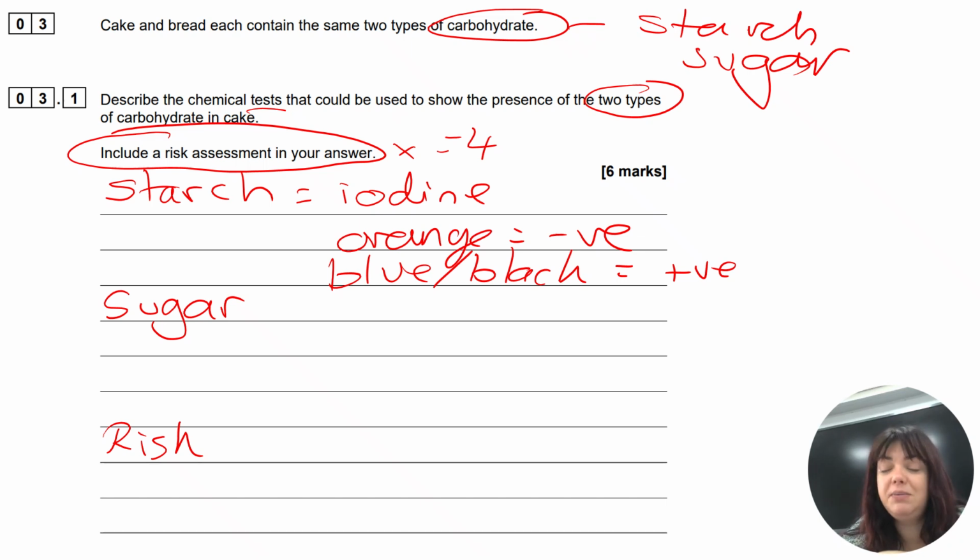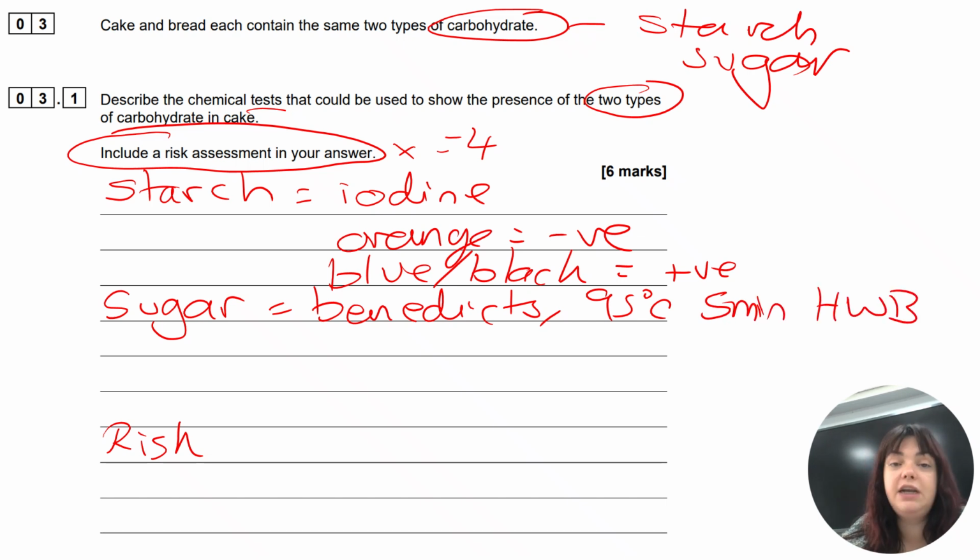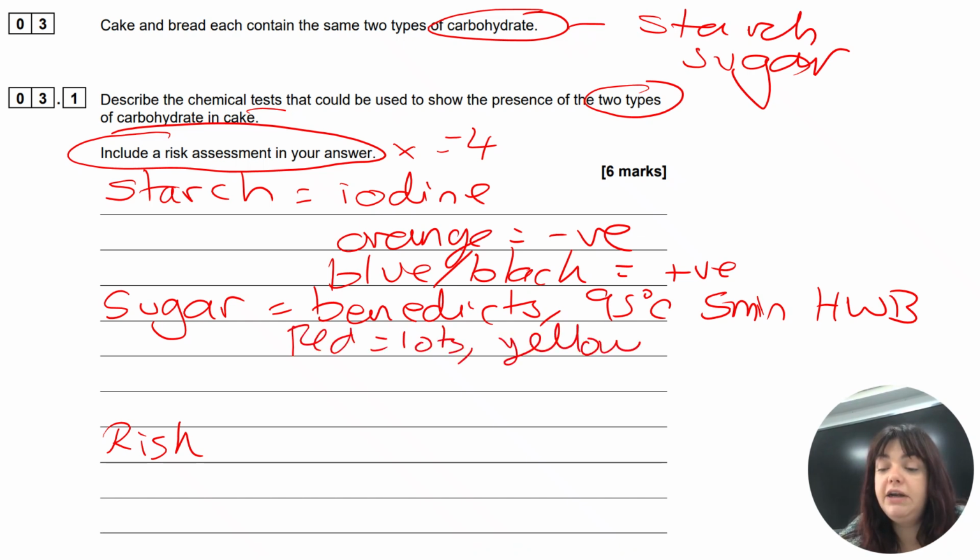You don't want the examiner to be like, do they really know what they're talking about? Do not give them that option to take marks off you. Now, sugar, we're going to mention Benedict's. For Benedict's we're going to use 95 degrees Celsius for 5 minutes in a hot water bath. And again, I've written HWB. You are going to write hot water bath. We're then going to write red for lots, yellow, orange for some, and green for little, and blue for negative.